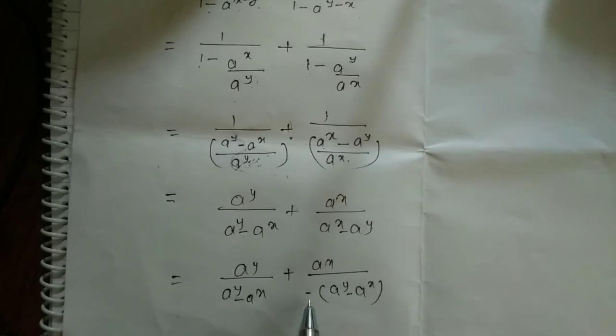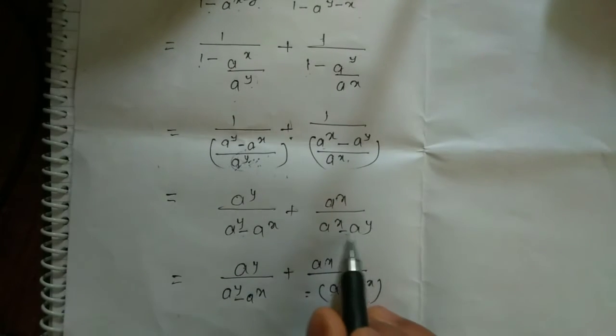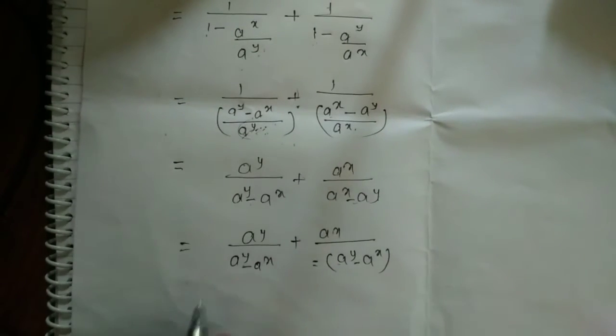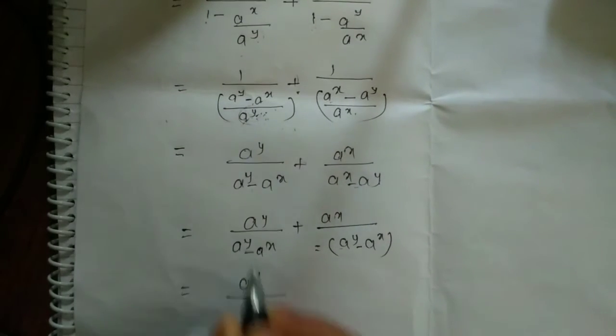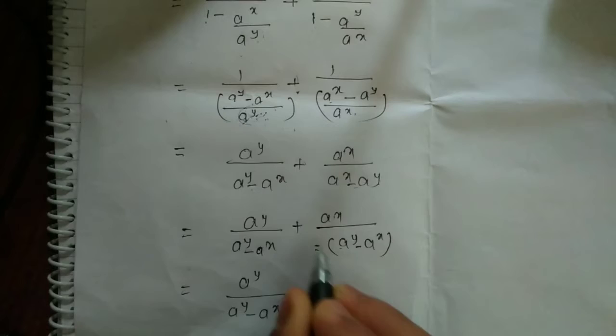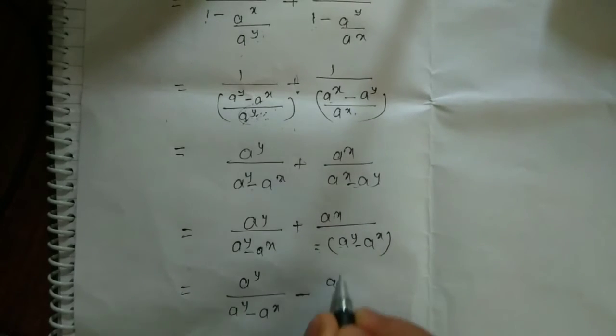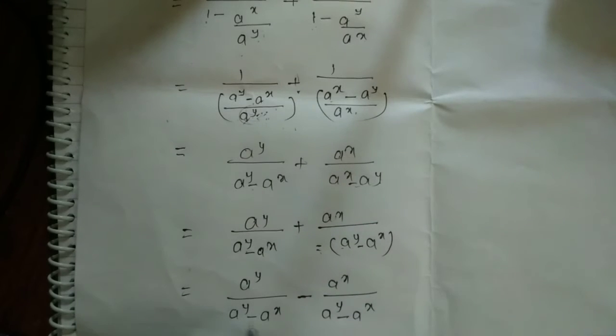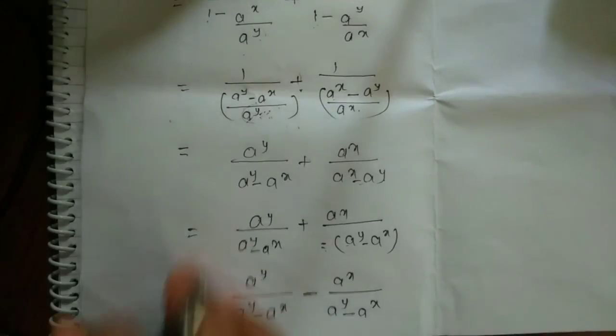It becomes, see, minus into a to the power y is minus a to the power y, minus minus plus a to the power x, so it becomes the same: a to the power y whole divided by a to the power y minus a to the power x. See, minus into plus is minus, so minus a to the power x divided by a to the power y minus a to the power x. Here we have the same term, a to the power y minus a to the power x. Now we can take the LCM, right? Okay, let us take the LCM here.